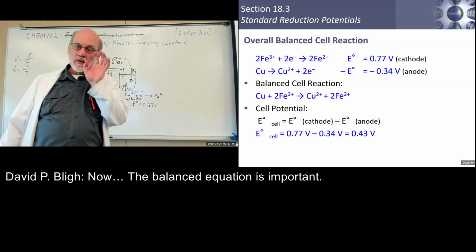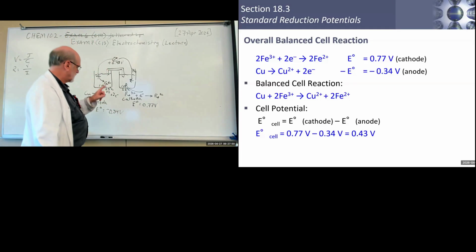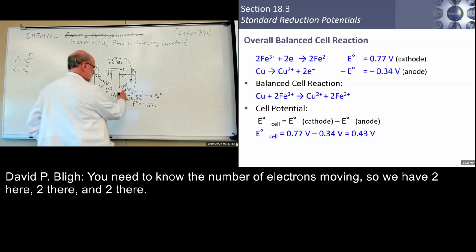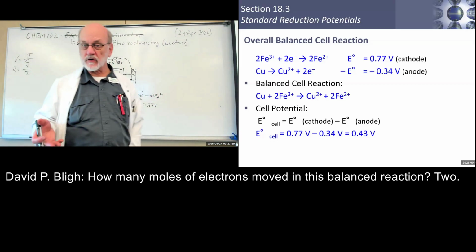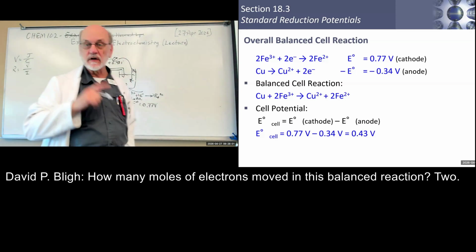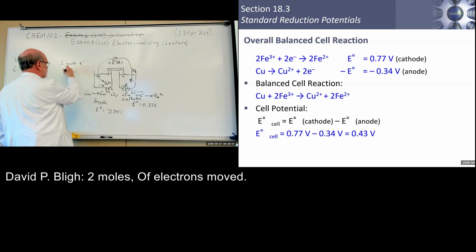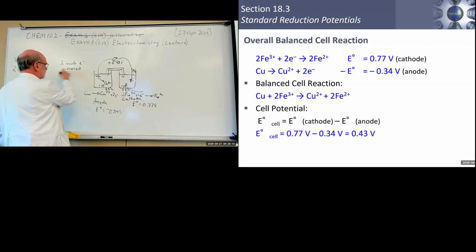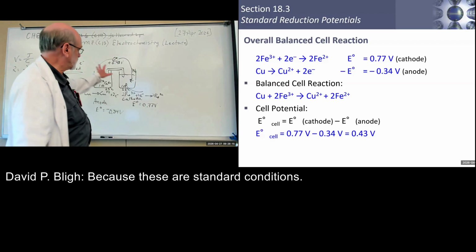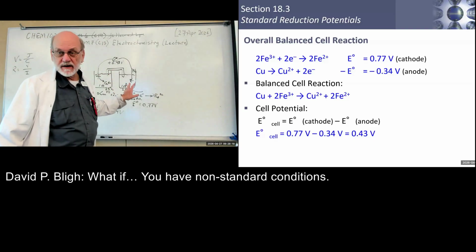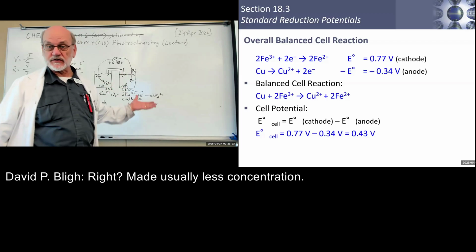Now, the balanced equation is important for one reason. You need to know the number of electrons moving. So we have 2 here, 2 there, and 2 there. How many moles of electrons moved in this balanced reaction? 2. 2 moles of electrons moved. We need to know that later because these are standard conditions. What if you have non-standard conditions, right? Usually less concentration.